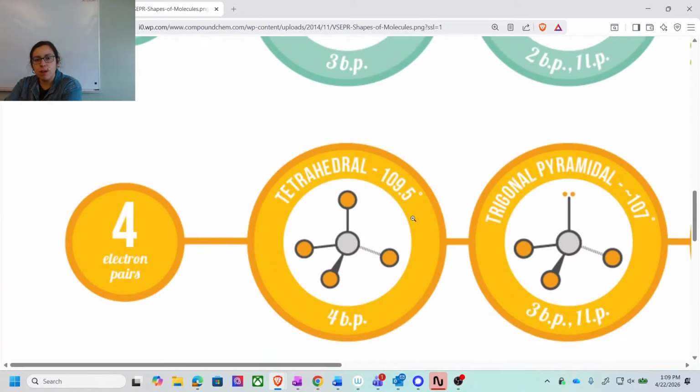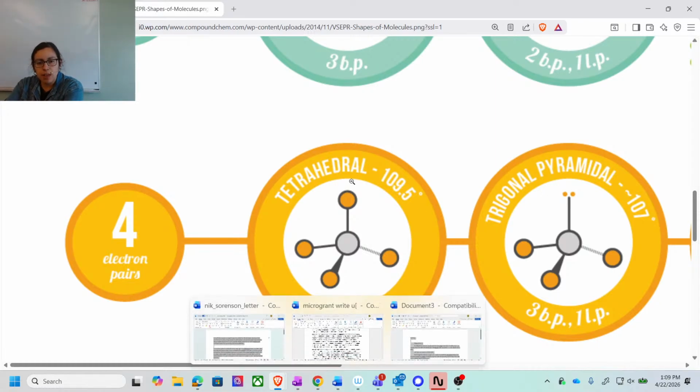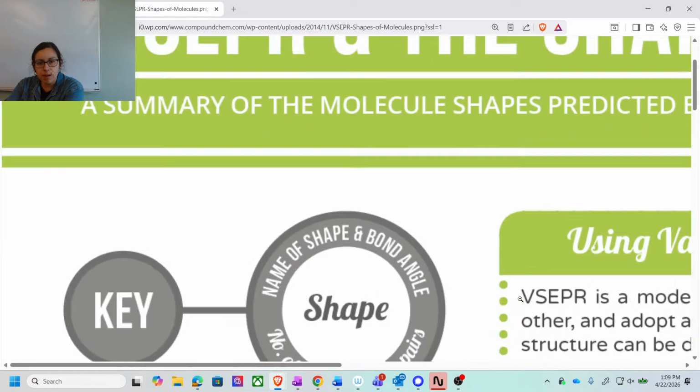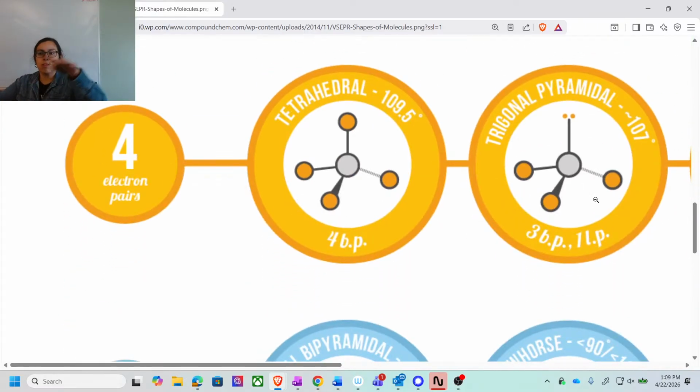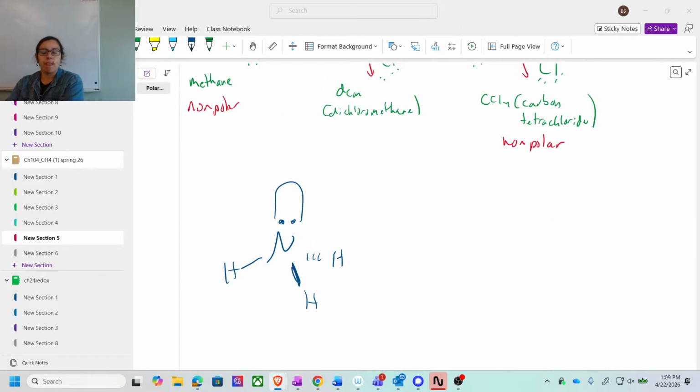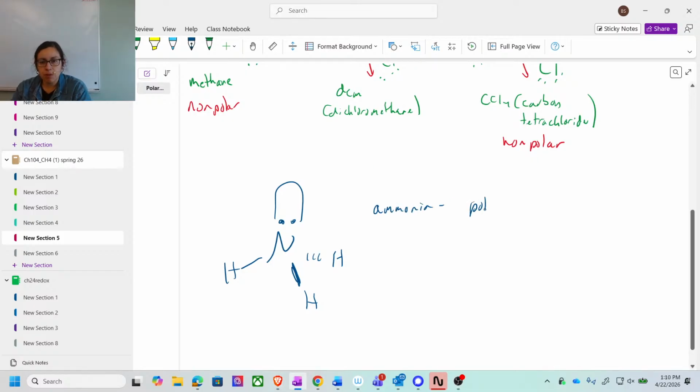So just comparing bond angles, fully tetrahedral is 109.5, and the lone pair occupies a little bit more space, just repulsing, and that makes this angle a little tighter at 107. Again, we've broken our symmetry, and so now we would say that ammonia is polar, from our lone pair. So we could draw out our electron density map.